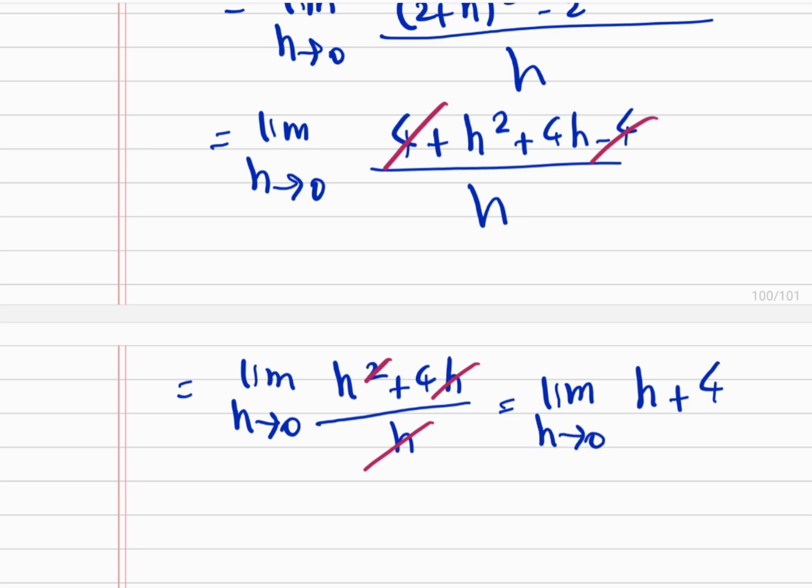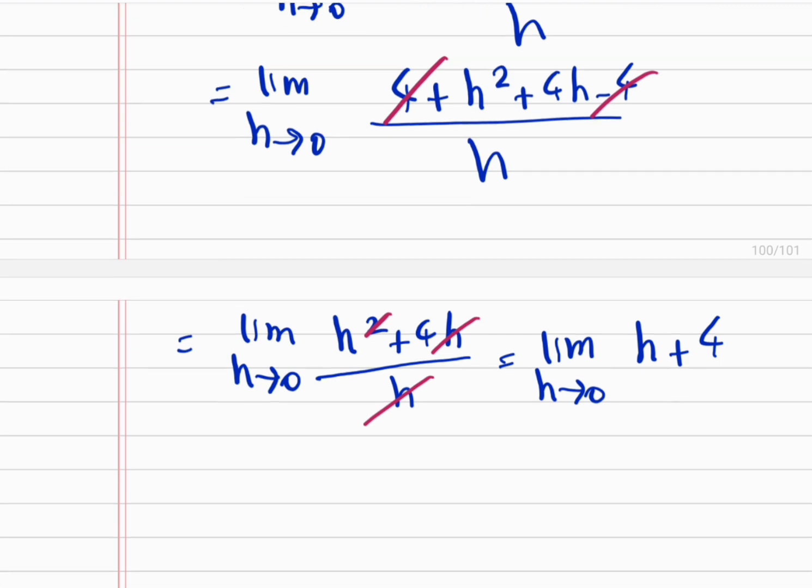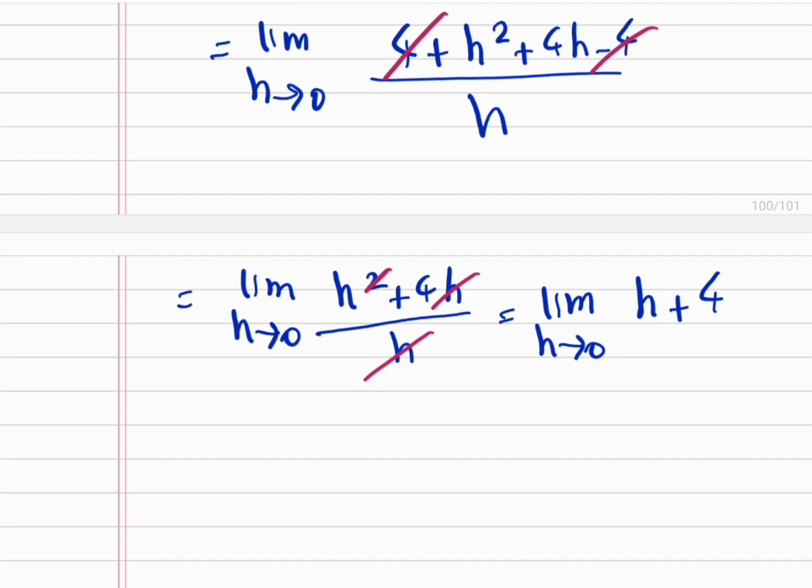This limit is very simple, because it just means what happens to h plus 4 as h tends to 0. It's similar to saying, if you substitute 0 here, what happens? But the actual meaning is that if the value of h is getting very, very close to 0, but not 0, then what's the value of that very small value plus 4? Basically the answer is 4, right?